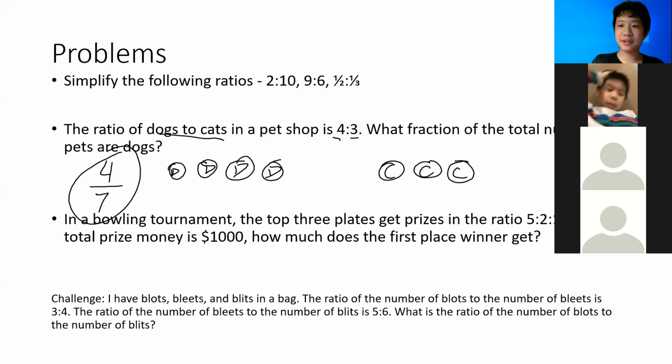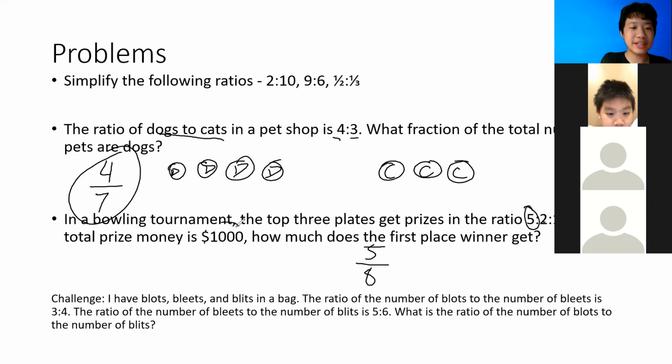And the next one is actually pretty similar as well. In the bowling tournament, the top 3 places get prizes in the ratio 5:2:1. Sorry, that was a typo. If the total amount of money is $1,000, how much does the first place winner get? Well, the first place winner is obviously going to get the largest portion, the 5. So what fraction of the total amount of money is the first place winner getting? We have 5 for him, and then 5 plus 2 plus 1 as the total, so 5/8. This is the fraction of the total prize that the first place winner is getting.